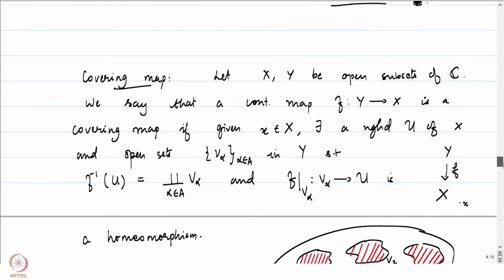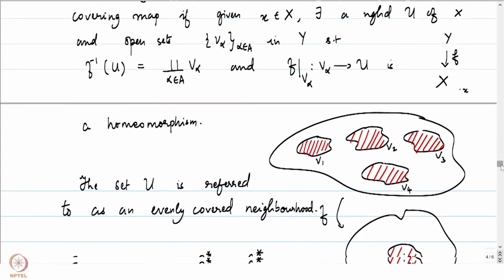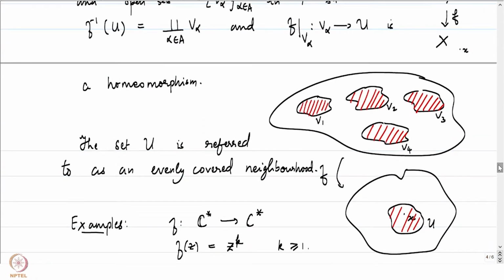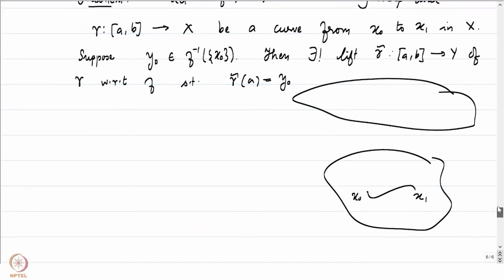We defined what is meant by a covering map. It's conventional to say that Y is a cover of X. If there is a covering map from Y to X, then we say that Y is a cover of X.